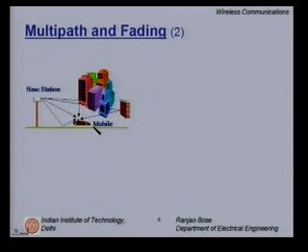Whatever be the mechanism, you have multiple paths, multiple copies of the same signal being transmitted and received with different delays, different amplitudes and phases. Now what does this cause? So let us plot on the two axes, two orthogonal signal axes.